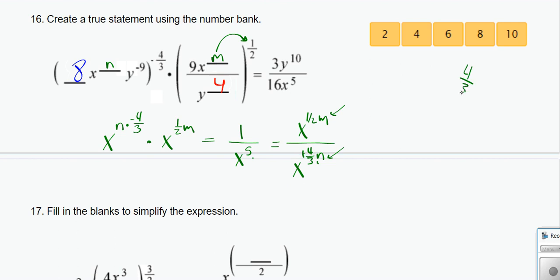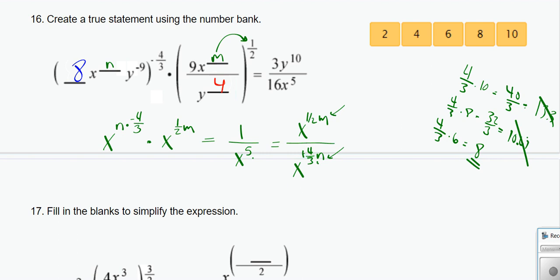Well, if I do 4/3 times 10, I get 40/3, which is equal to 13.3. I don't want that. 4/3 times 8, 32 over 3, which is equal to 10.67. And I don't want that. But look at 4/3 times 6. That's 8. Okay? So I'm going to say that I think this one, the n, should be a 6 as well.